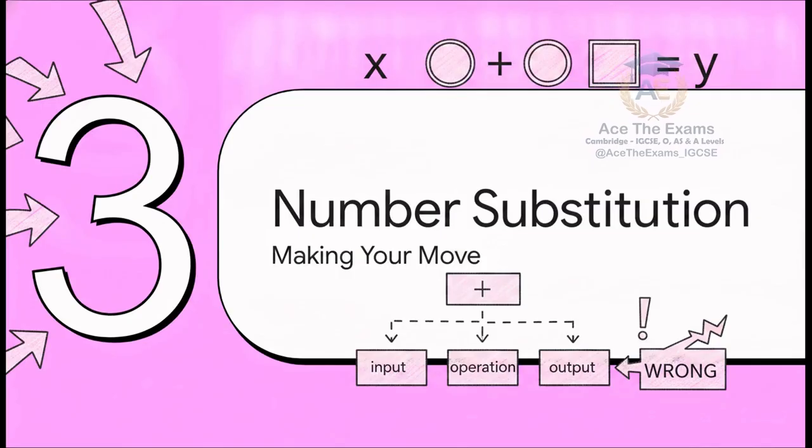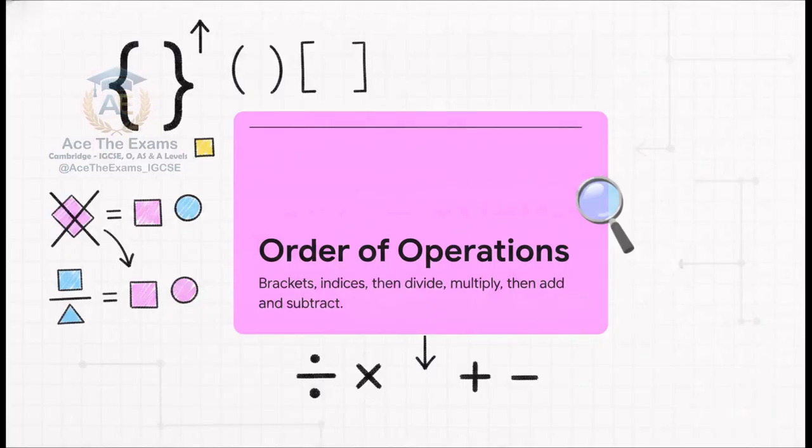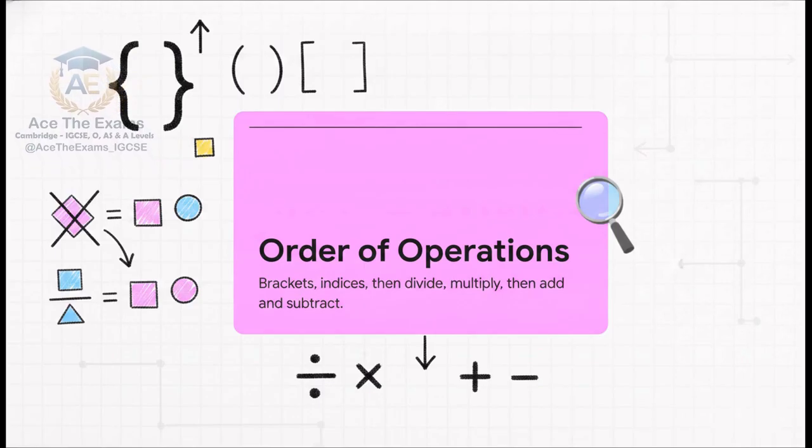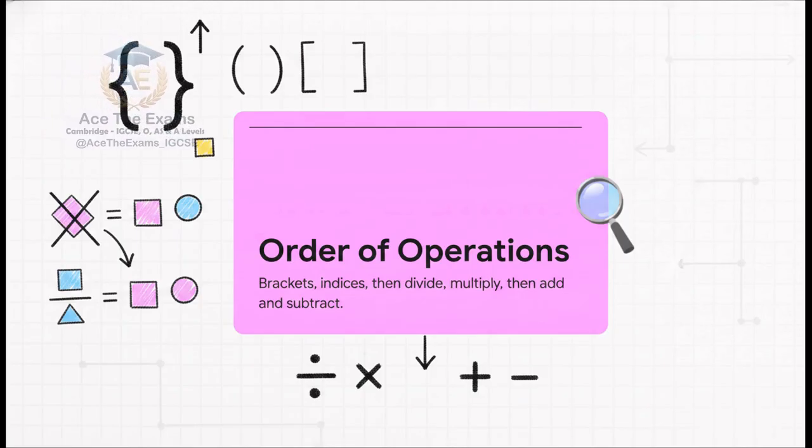Which brings us to section 3, basic number substitution. This is where you make your move. So, to actually use our universal shorthand, we have to substitute our letters with actual numbers. But here's the catch. This only works if we follow a very strict protocol, the order of operations. You absolutely cannot just plug numbers into an expression and read it left to right like a novel. Doesn't work that way. First, you've got to handle any brackets and indices, your powers like squared or cubed numbers.